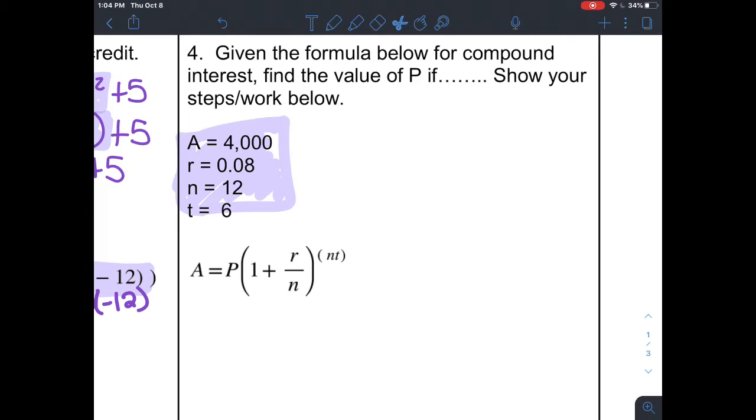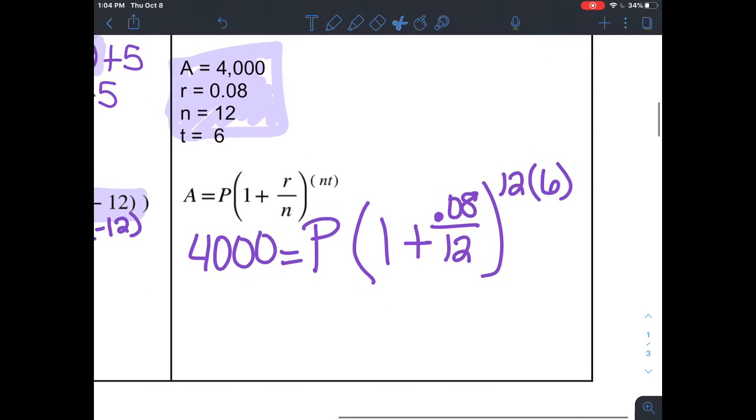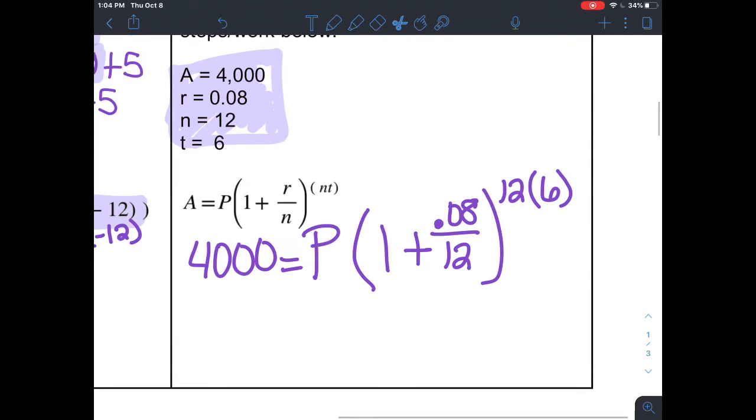So I'm going to plug all of these values in for the appropriate variable. Bam. So we notice that we are trying to solve for P, which is what the question asked for us to find, the value of P. So really we want to know what was the initial amount either invested or the initial amount borrowed.